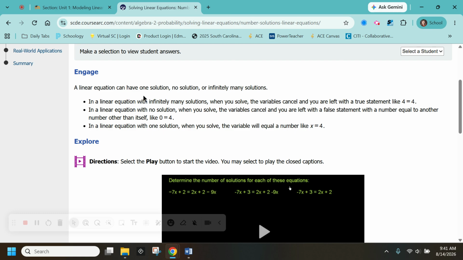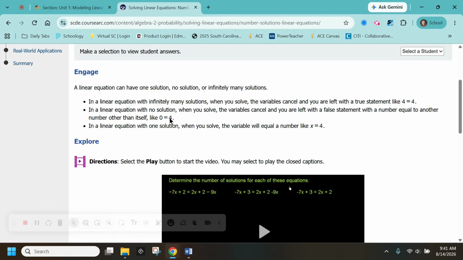A linear equation with infinitely many solutions, when you solve, the variables cancel and you are left with a true statement like 4 equals 4. In other words, no matter what number you substitute in for the variable x, you will always end up with a true statement. If a linear equation has no solution, when you solve it, the variables cancel and you're left with a false statement, with a number equal to another number, like 0 equals 4.